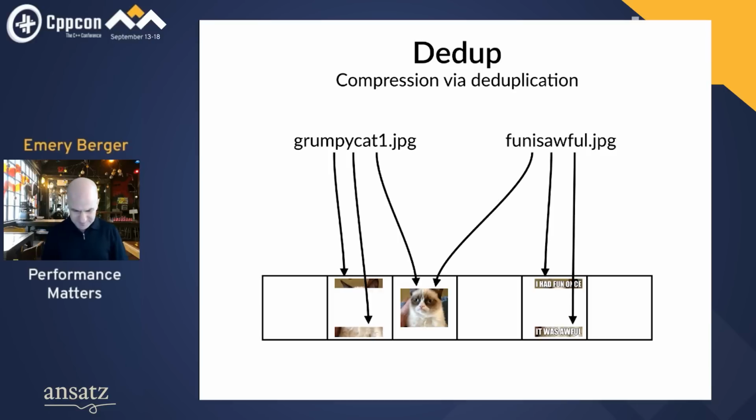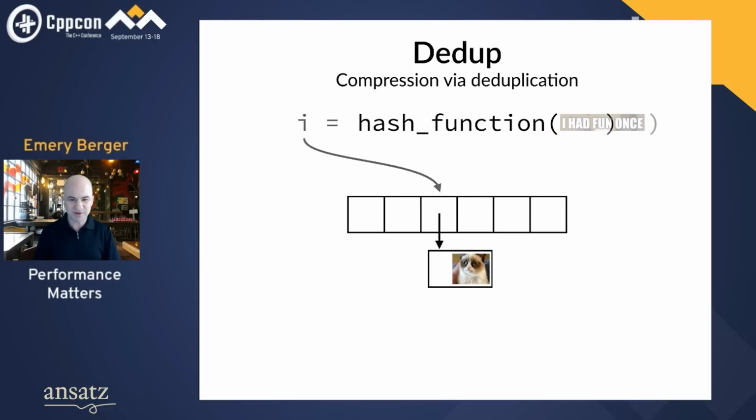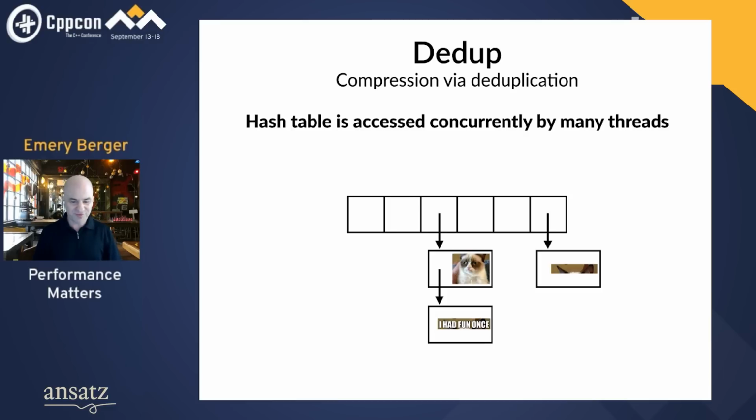All right? So the way dedup works, it applies a hash function, and it maintains a bunch of buckets for where all of these things are kept. It computes a hash function over an image, and it jams it into the bucket. It's a pretty straightforward linear chaining hash table. And so it does the usual stuff. It adds everything to these buckets. Great. The hash table is accessed concurrently by many threads.